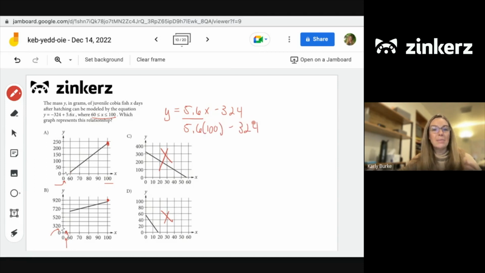So this method can be used anytime you have an equation and a graph, right? You can just pick a point that you know is on the graph and see if it matches the equation. So we have 560 minus 324, which is going to give you 236. So you can see right now that B is way off because it's much higher than 236. And A looks like it could do the trick. So the answer is A.